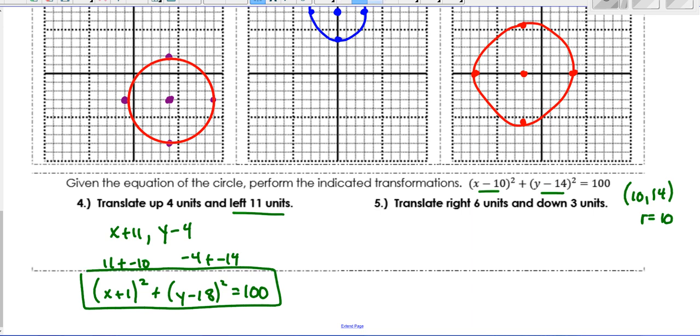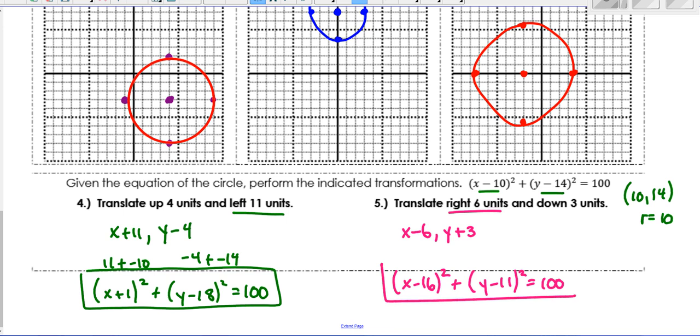Okay? So the next one, this one says right 6, so that's my x, and in order to go right, I actually have to write minus 6. Down 3, that goes with my y. Down means I have to say plus 3. Okay, and then if I combine negative 10 and negative 6, I get x minus 16 squared plus y. And if I combine 3 and negative 14, I get negative 11 squared. And it has to stay equal to 100, otherwise I've changed the size of my circle.